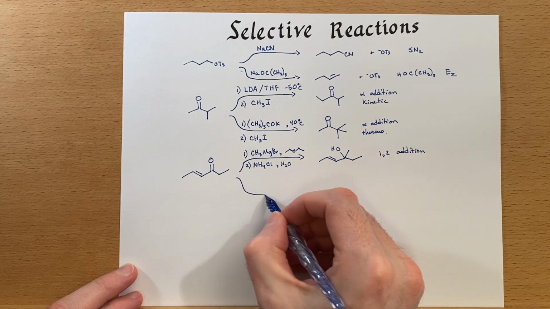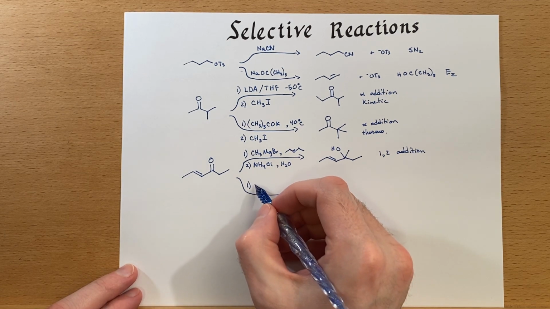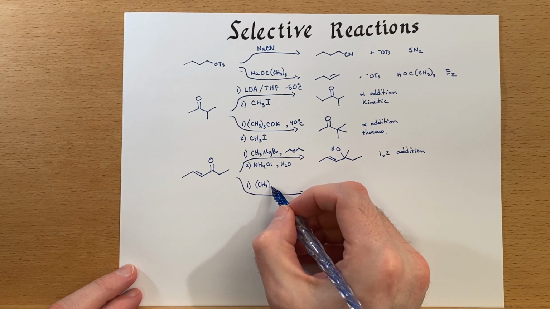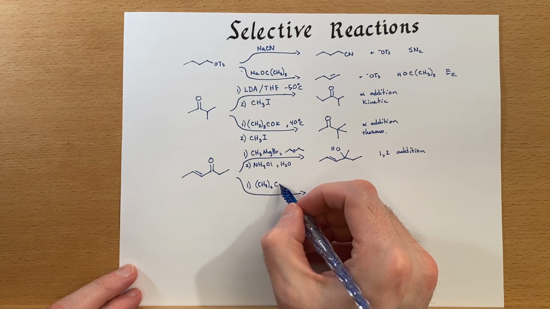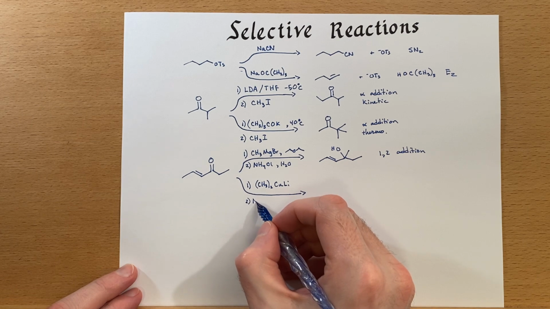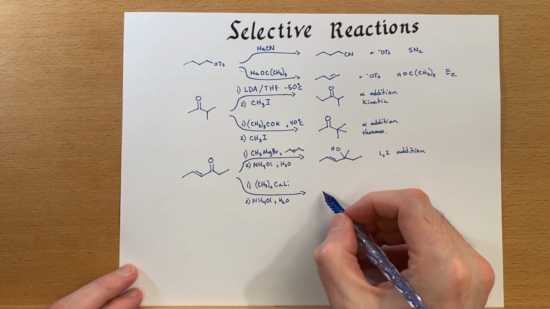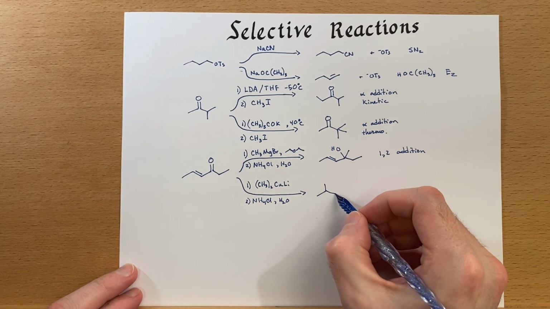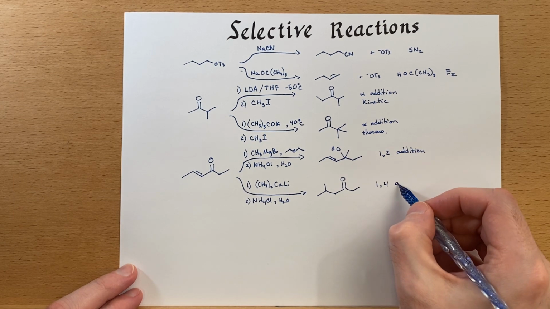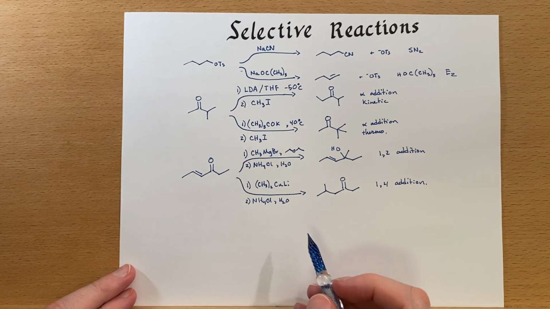We could change our conditions by using the cuprate. And then this would select for conjugate addition. Still need our acid workup step. So these are some of the selective reactions.